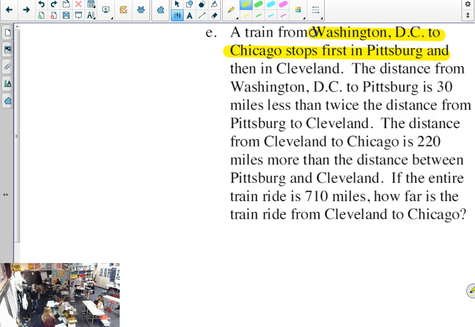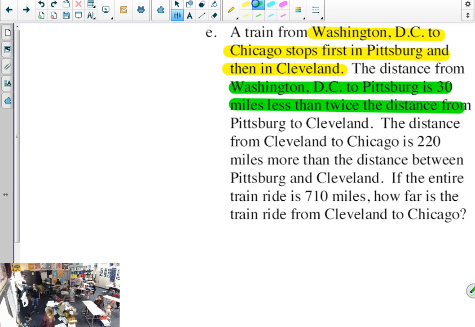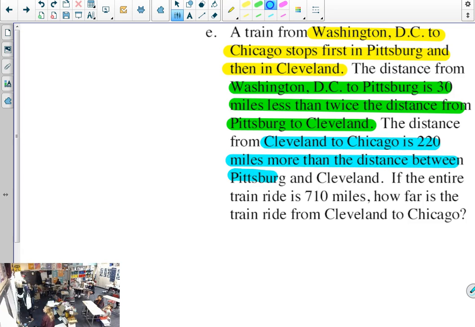So, guys, look at this problem. I would challenge you to try to solve it on your own. D.C. to Pittsburgh, and then to Cleveland. They all reference different things, and they all reference multiple cities. The entire train ride is 710 miles.